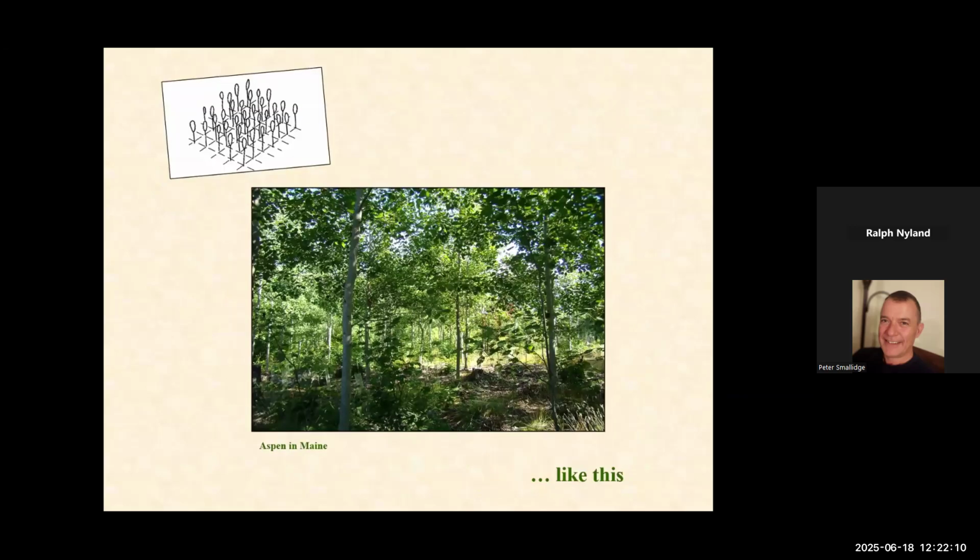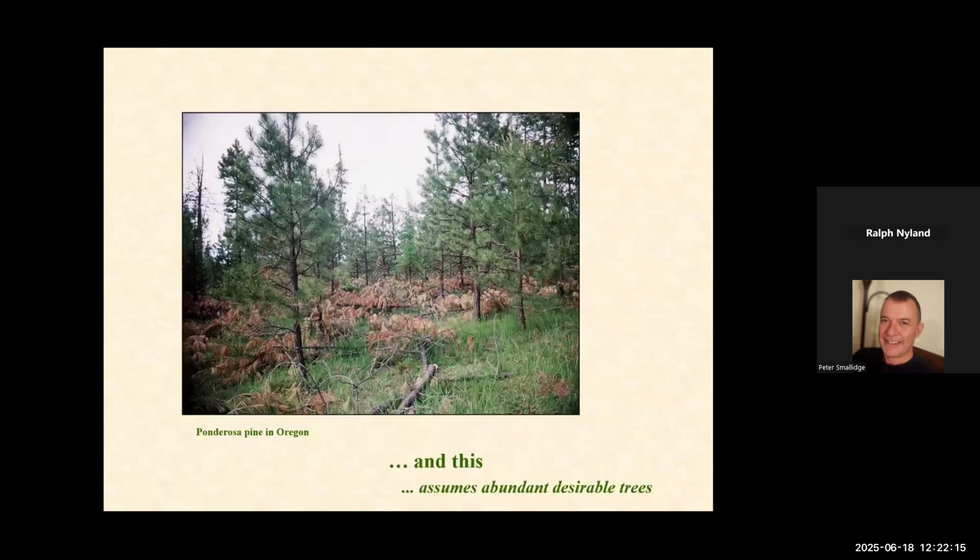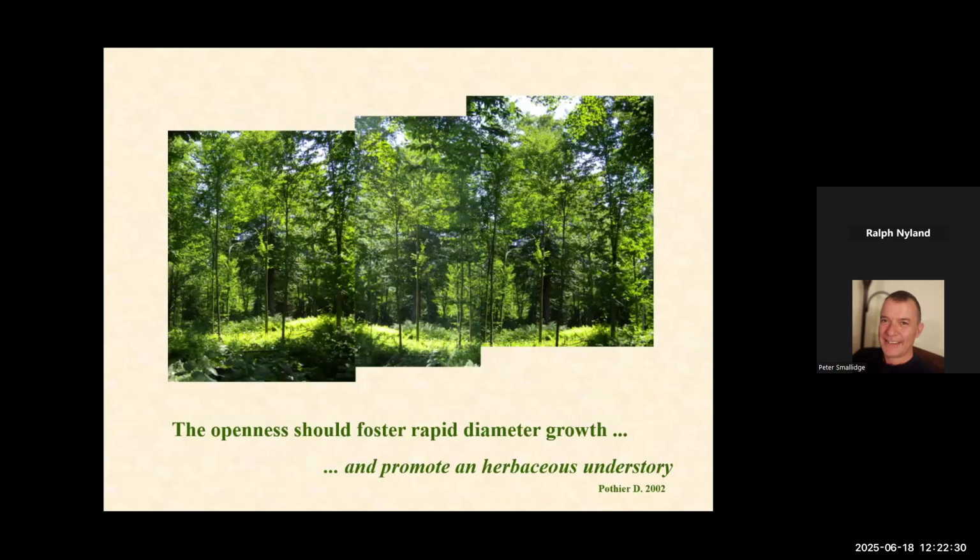Here's an example. This happens to be aspen, or in this case ponderosa pine in Oregon. Trees are freed at a grid spacing and everything else taken out. Now, such a treatment assumes abundant desirable trees within the stand. This approach will have a side effect that some people would consider desirable, in that the openness will promote herbaceous understory, and that has some benefits in wildlife habitat improvement.